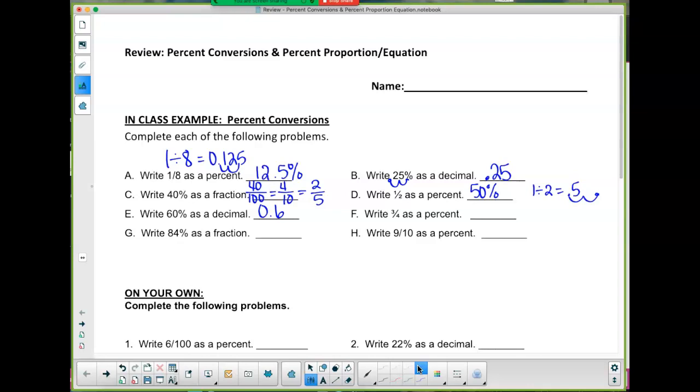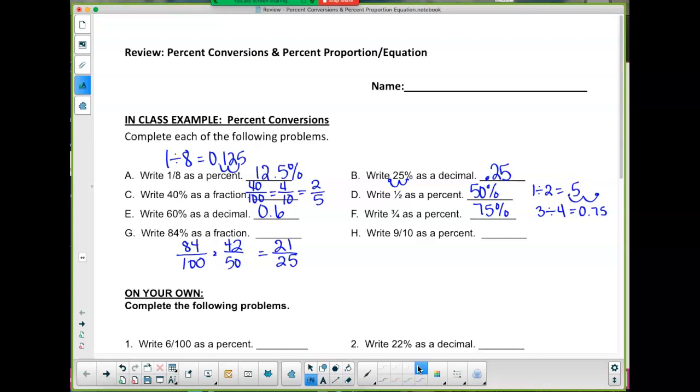3/4 as a percent. Again, we can use our calculator and do 3 divided by 4, which is 0.75. So what percent is that? Go ahead, Caleb. 75%. Okay, 84% as a fraction. Remember that means it's 84 over 100. I can divide by 2, which would be 42 over 50. Can I divide by 2 again? Yep. So it would be 21 over 25. So letter G would be 21 over 25.